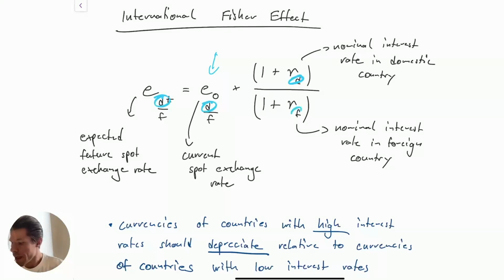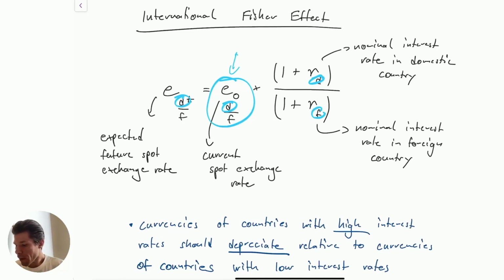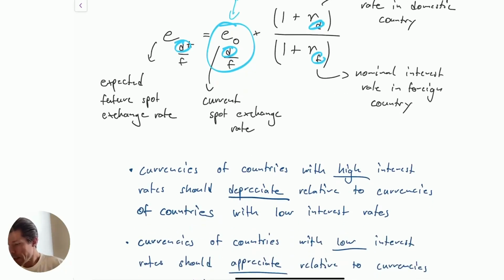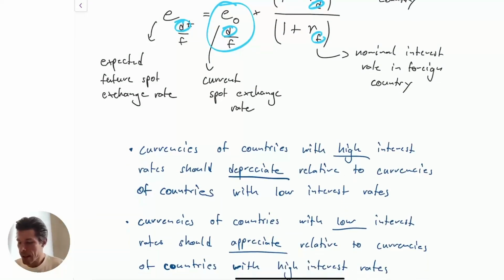Everything related to country D, whatever country D is in your example, needs to be in the numerator, and whatever country F is needs to be in the denominator. Also, your spot exchange rate needs to be expressed accordingly. What is the method behind it? Why should it adjust? I will explain this in a short example.